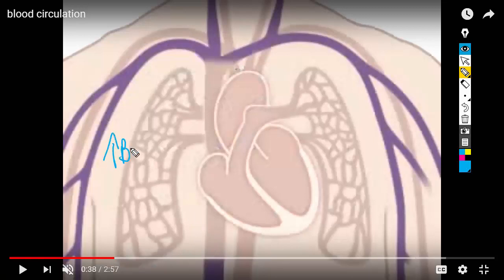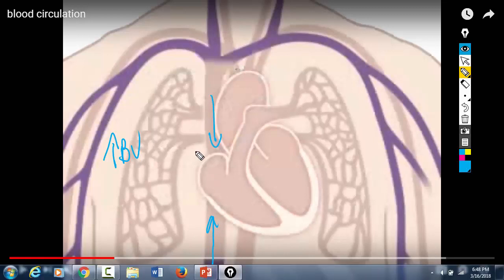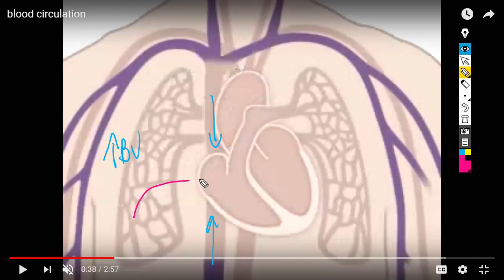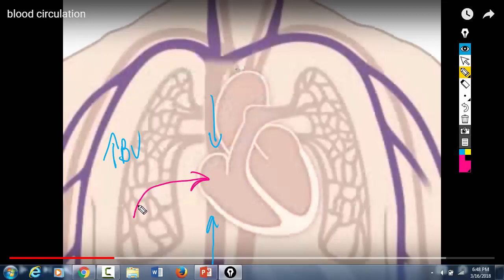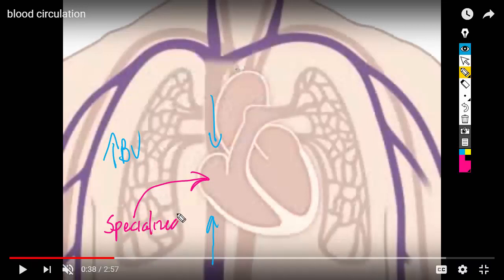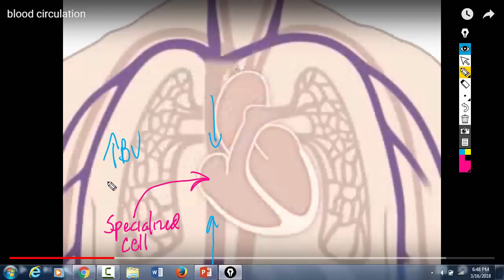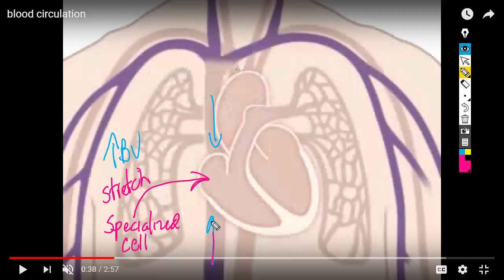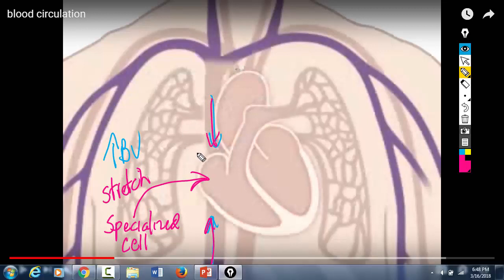If you increase your blood volume, that's going to lead to an increase in venous return to the right atrium. Within the right atrium, write this down, a lot of rights, there are specialized cells. These specialized cells respond to stretch. When you increase the amount of venous blood back to the right atrium, what are you going to do to the right atrium? You're going to stretch it. And these specialized cells will then release into the blood a hormone called ANP, atrial natriuretic peptide.